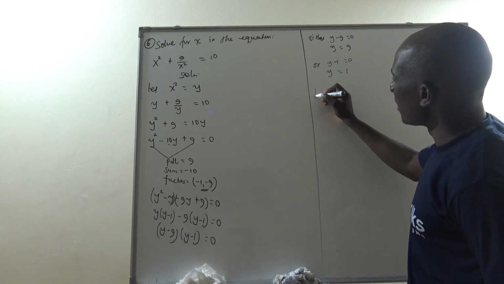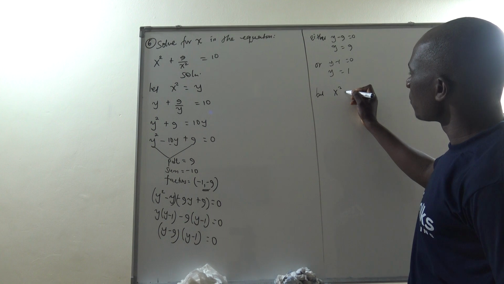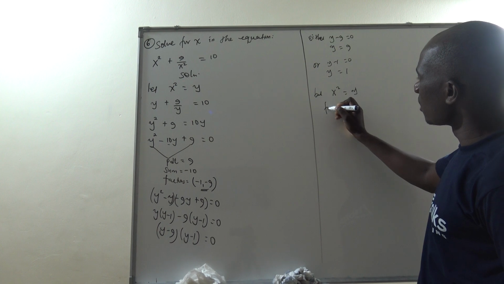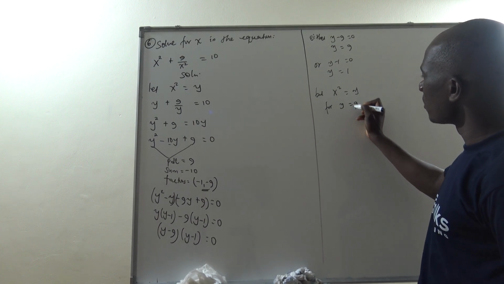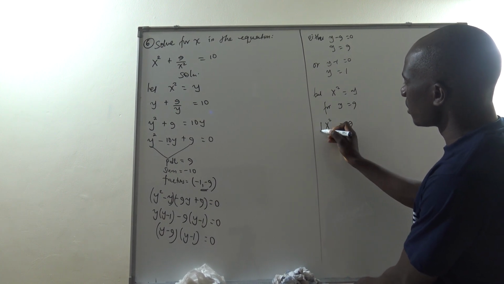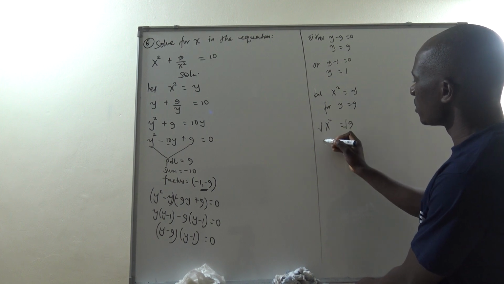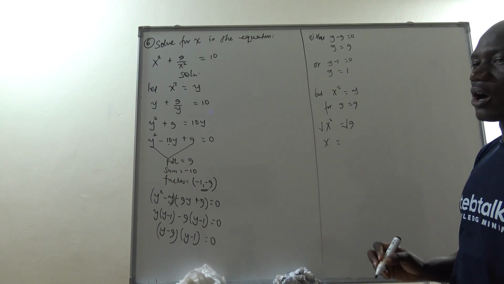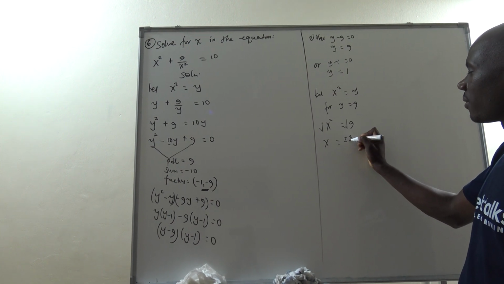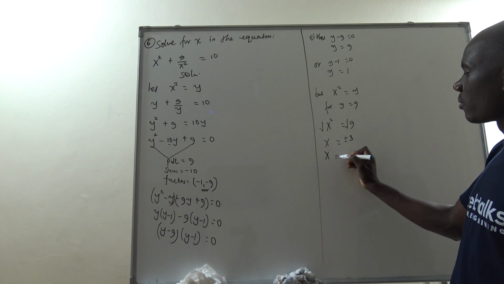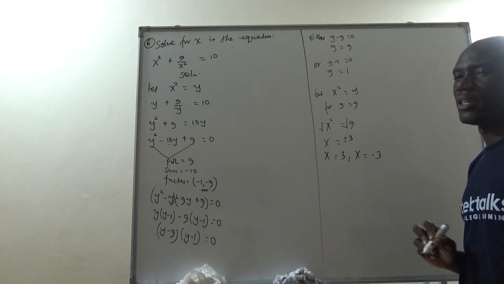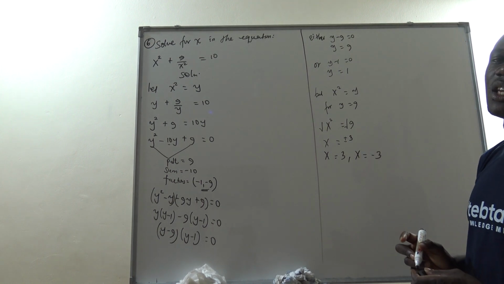But x squared was equal to y. Then for y equals 9, what are we having? We are having x squared equals 9. Now we take the square root on both sides. So what is the value of x? What is the square root of 9? The square root of 9 can be positive or negative 3, which means x equals 3 and x equals negative 3. So don't always dwell on taking the positive.